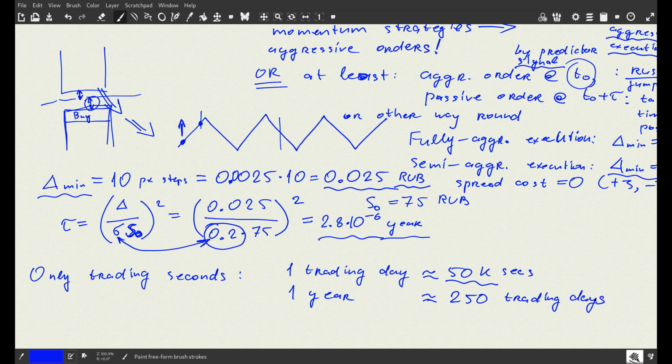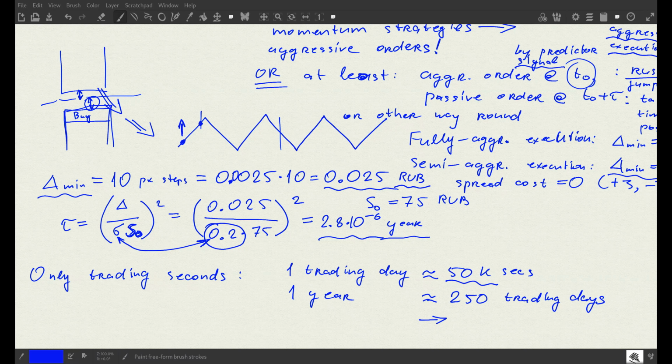The rest are various public holidays, well, weekends and public holidays. So 1 year is therefore 250 by 50K. It is 12.5 million trading seconds. That's a big difference.